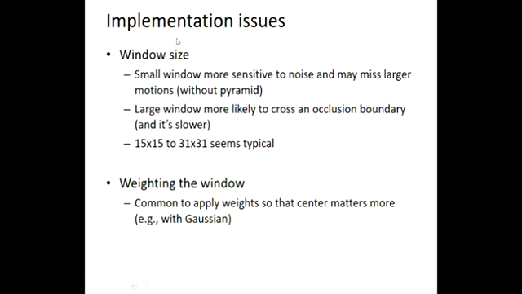So more pixels gives you more constraints, but you're also making an assumption that all the points will move the same within that patch. So if, for example, the large window crosses an occlusion boundary, meaning that part of it is on one object and part is on another object, that assumption will be violated, and that will also cause an error. So it's basically a trade-off between those factors. Typically, people use patches that are somewhere between 15 by 15 to 31 by 31. I suggest 15 by 15 for the homework problem.